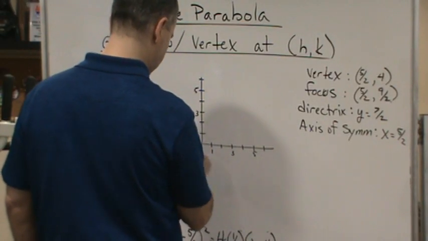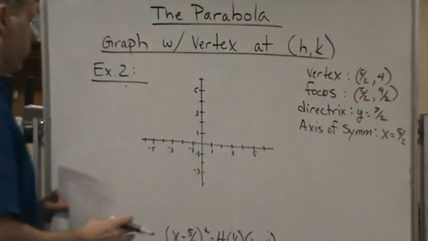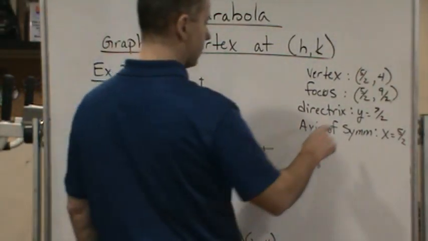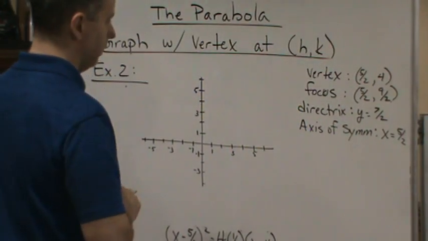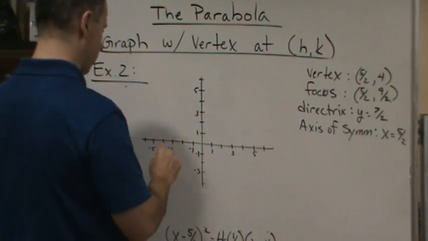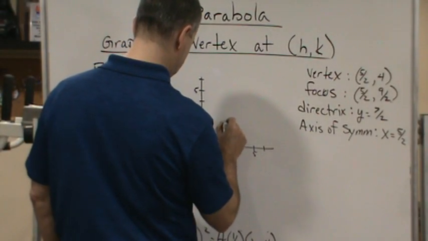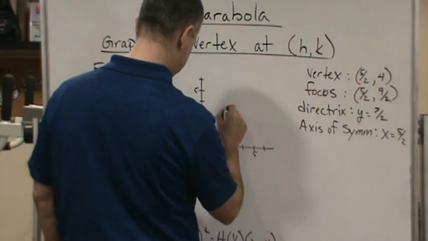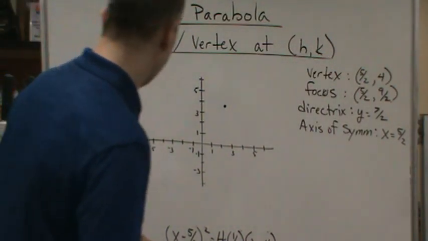Okay, so let's plot the vertex. The vertex is at 2.5, comma 4. So 2.5 and 4 is right about there, let's say. Is that right?